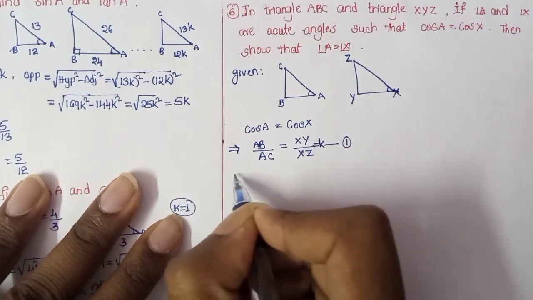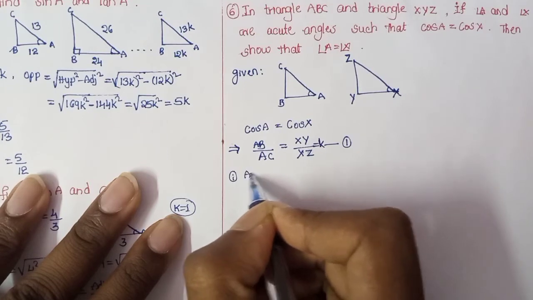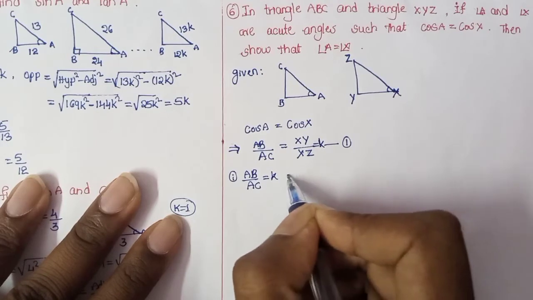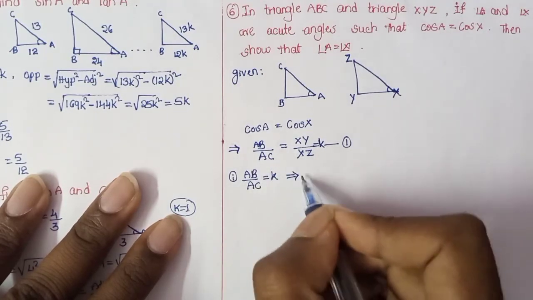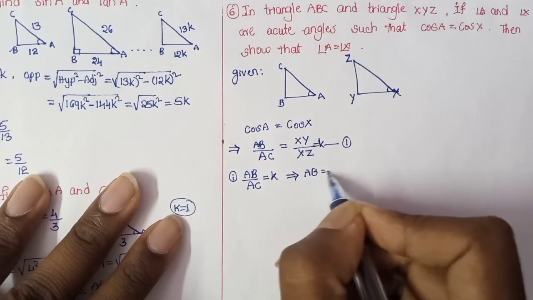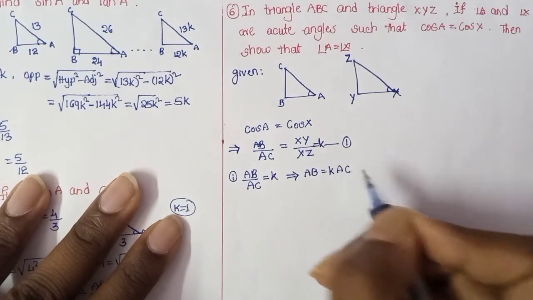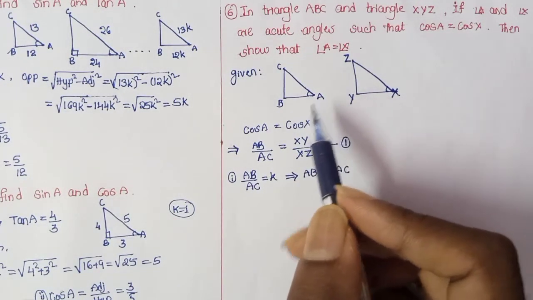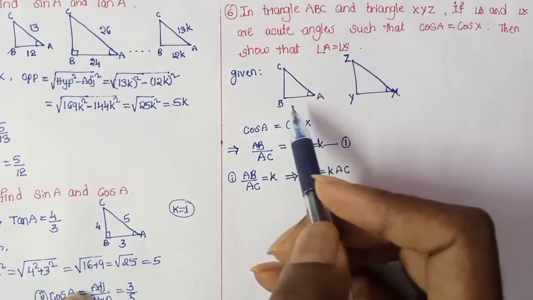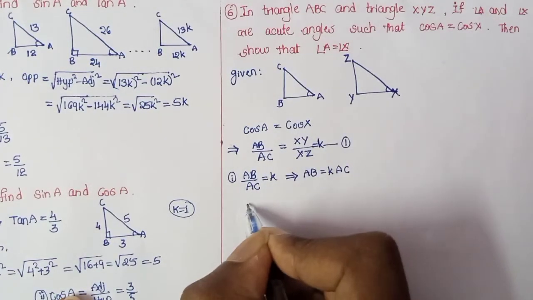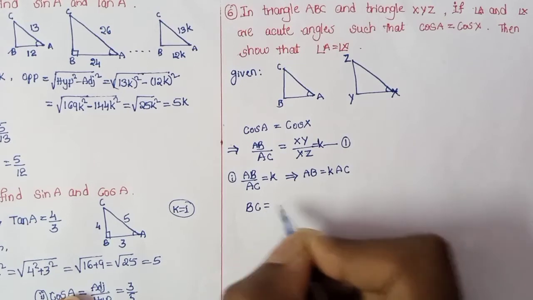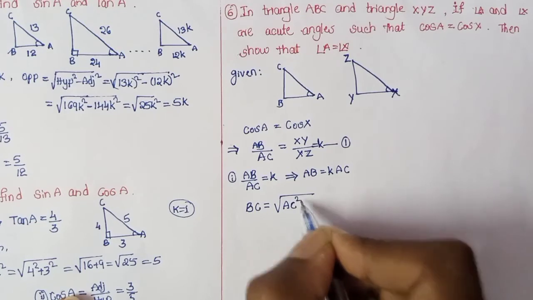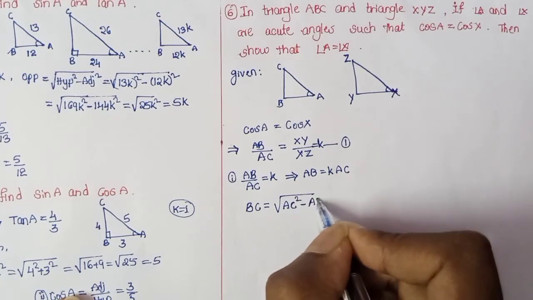So in this, first we consider the relation AB by AC is equal to K. So AB is equal to K times AC. We have got one relation. So first we want to find BC. BC is equal to what? From Pythagoras theorem, BC is equal to the square root of AC square, hypotenuse square, minus side square, that is AB square.